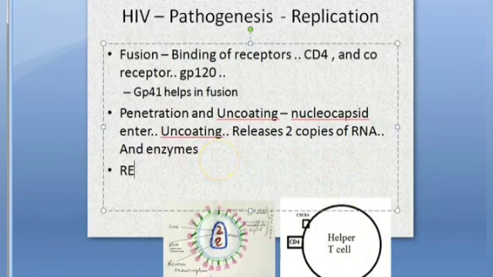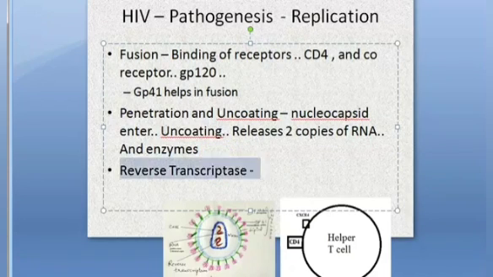Next step is what? Reverse transcriptase. Now reverse transcription happens. Now what will the virus do? It has entered. Now it has to convert this ssRNA to ssDNA. So single-stranded RNA becomes single-stranded DNA. Okay.